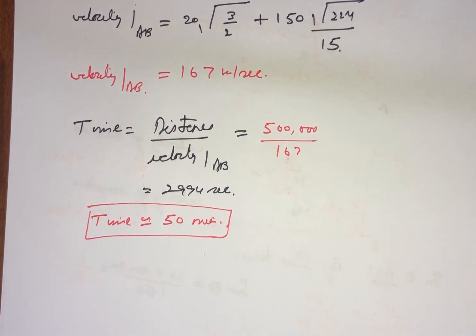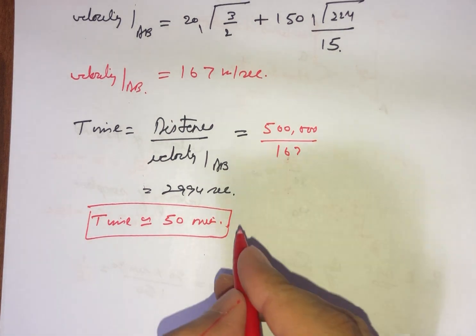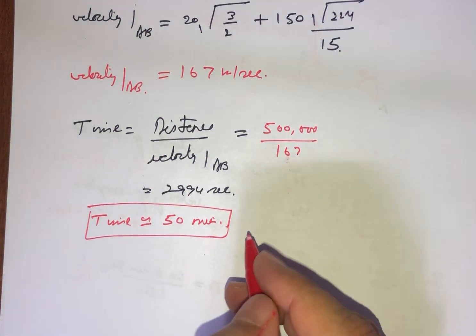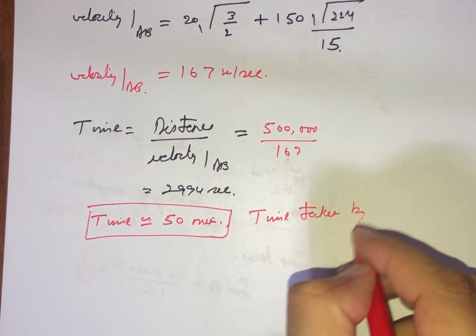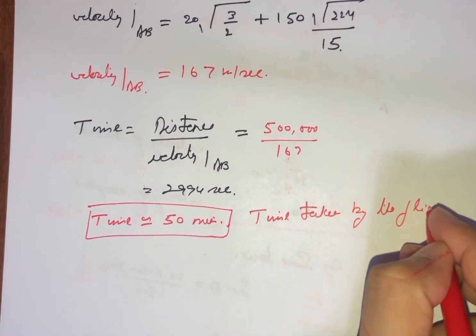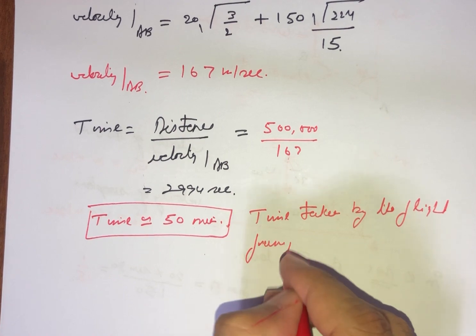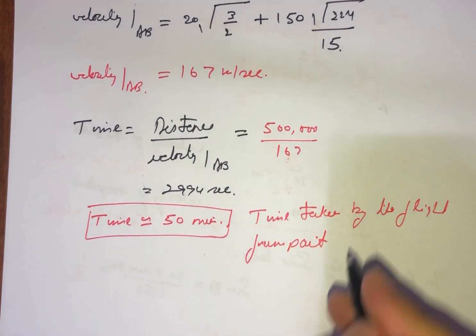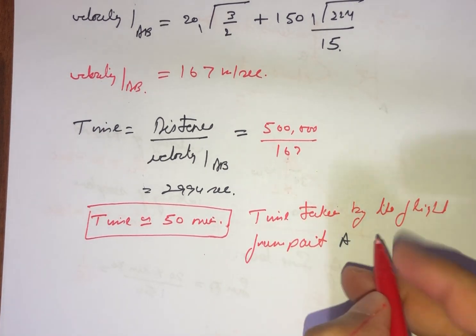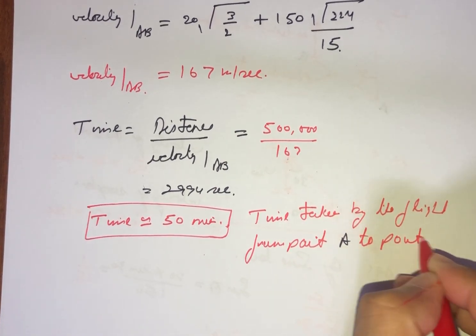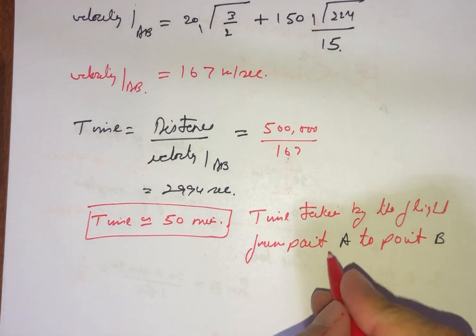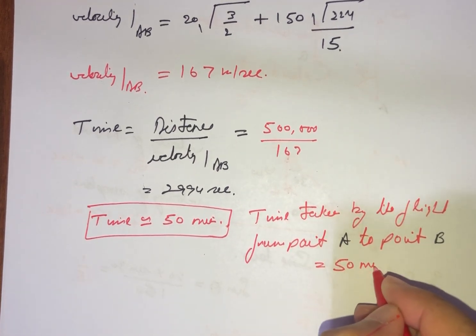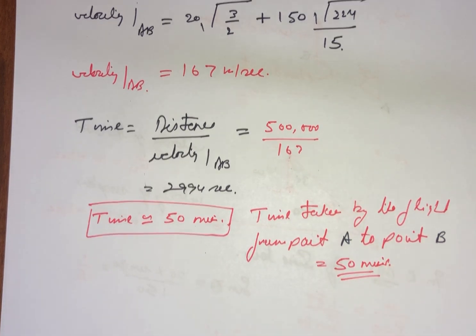So this completes, we found out the direction as well as we found out the time taken from point A to B. Okay, so we can say that time taken by the flight from point A to point B is equal to 50 minutes. Okay, thank you.